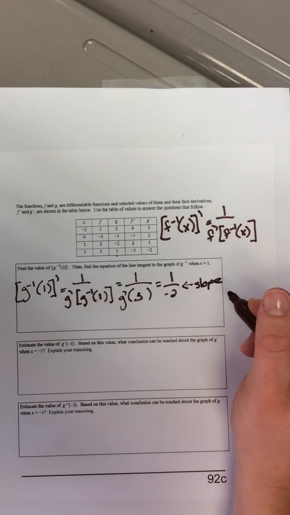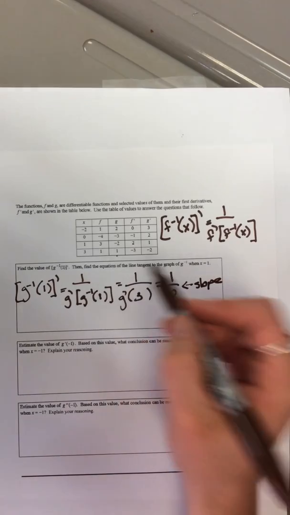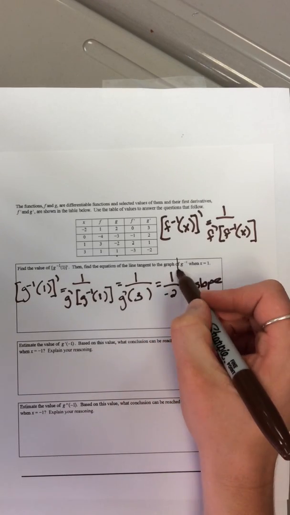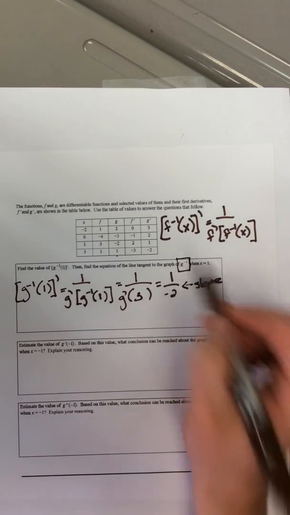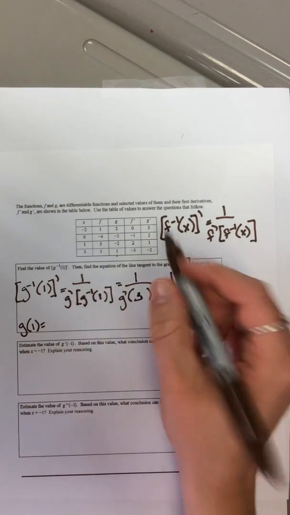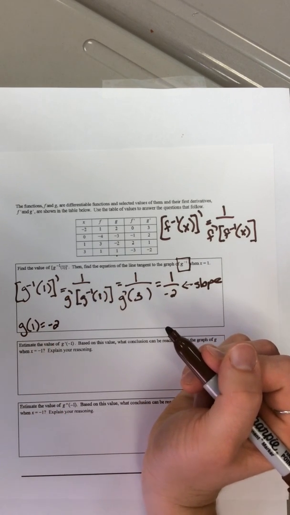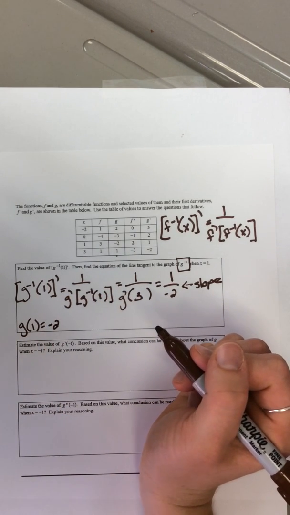With my point, you have to be careful about this. So I know this says find the equation of the line tangent to the graph of g inverse. So I can find my point pretty easily when x is 1. So it says g of 1, go up here, g of 1 is negative 2. G inverse is not going to be the same though.